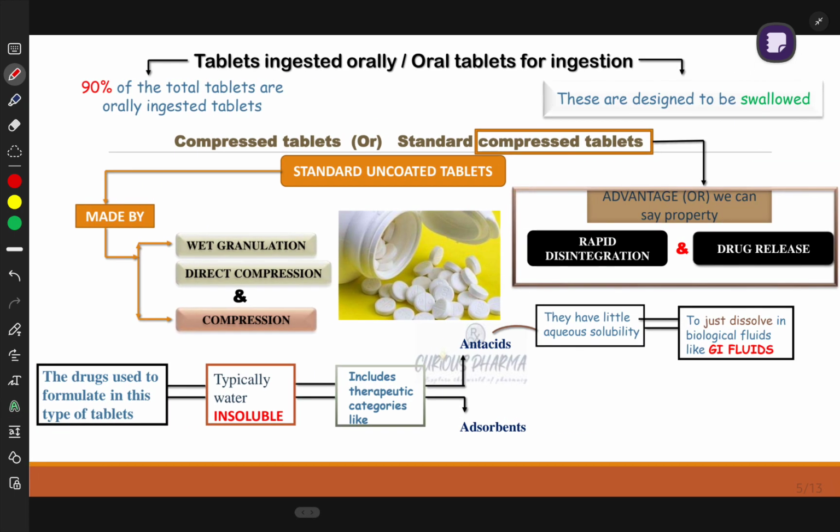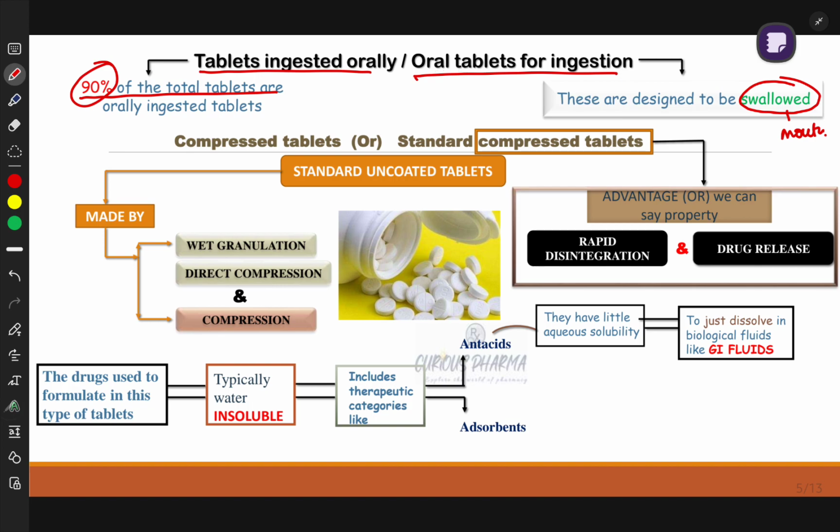Tablets ingested orally means they are directly swallowed through the mouth. Here, around 90% of the total tablets present in the market are orally ingested tablets because they are very easy to manufacture, very few steps are involved in the manufacture, and they are cost effective, and there are many advantages of making these tablets. So, around 90% of the tablets in the market are tablets ingested orally.